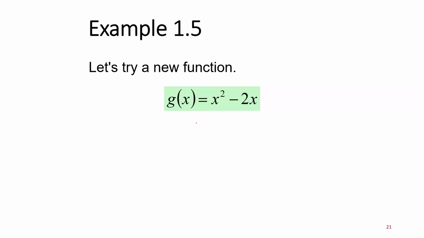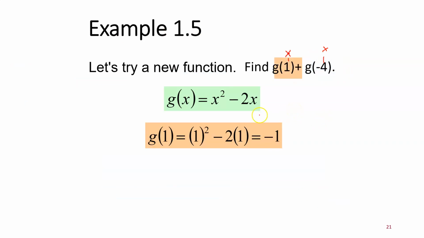Let's say example 5. Let's try a new function, which is g(x) equal to x squared minus 2x. See over here, we no longer call it or use f. It can be g, it can be h, k, any alphabet can be a new function. So find g(1) plus g(negative 4). Which means that this is an x value. This one is also your x value. You need to substitute the x value with 1 and negative 4.